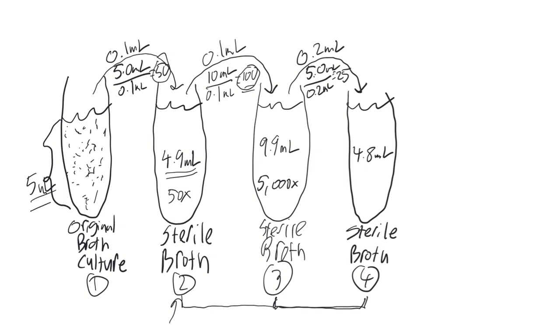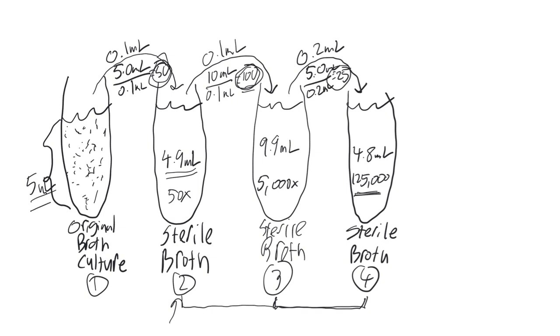Well, now we need to figure out by how much tube 4 is diluted. Is our culture diluted? In other words, what is the dilution factor in tube 4? Well, we're going to multiply all these dilutions. So we multiply 50 times 100 times 25. And what I have now is a total dilution factor of 125,000 in tube 4.